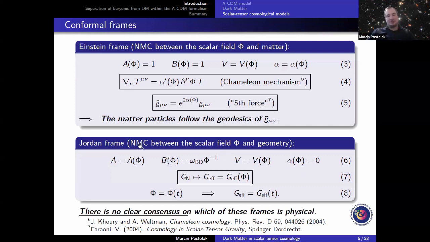The second frame is the Jordan frame, in which we have non-minimal coupling between the scalar field and geometry. Here we have no coupling between the matter part and the scalar field, but instead we obtain a phi-dependent effective Newtonian constant. Okay, and of course, there is the question of which of these frames is physical, or maybe none of them.